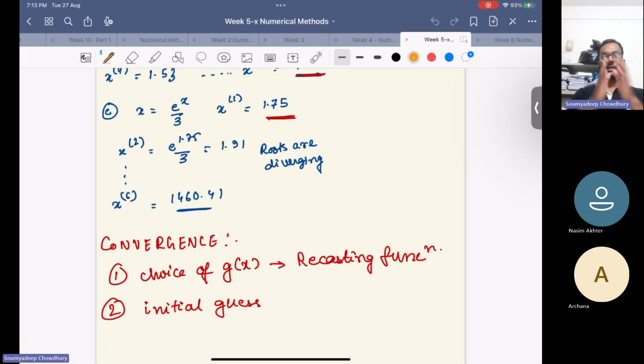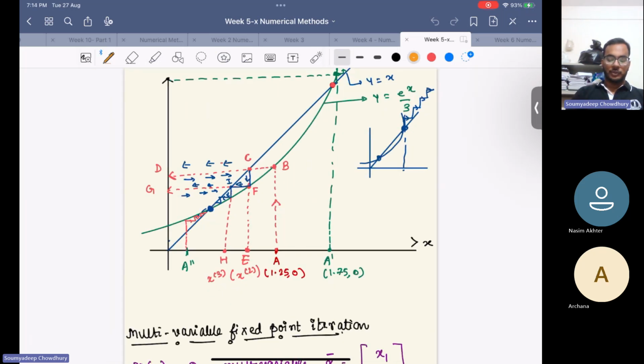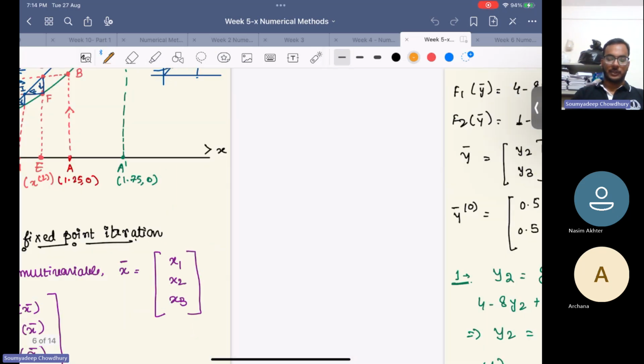And I had discussed that the convergence of this fixed point iteration method basically depends on two factors. One is the choice of g of x, that is the choice of the recasting function, and the other is your initial guess of the solution. I had shown that if the initial guess of the solution is not correct, it can lead to diverging roots. Your roots will diverge from a particular point, and you will not get the correct roots of the equation. So this is the graphical approach. You can go through the lecture I've uploaded on YouTube. I'll send the link in the group also. Through NPTEL, you can access these lectures, the notes and the recordings.